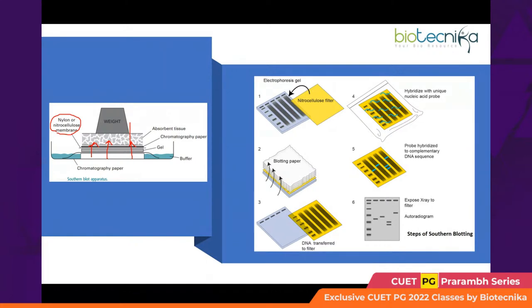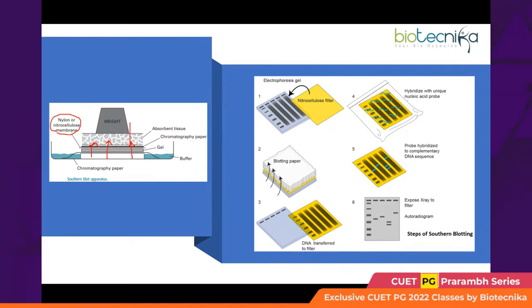So first we will create this assembly. Once it has transferred, whatever pattern was there on the gel, the segments will be present in the same pattern on the nitrocellulose paper, as you can see here, the yellow one. Then we hybridize it with unique nucleic acid probes to detect the specific DNA. Those probes will be properly labeled. Then we give it multiple washes, so that any unattached probes are removed.